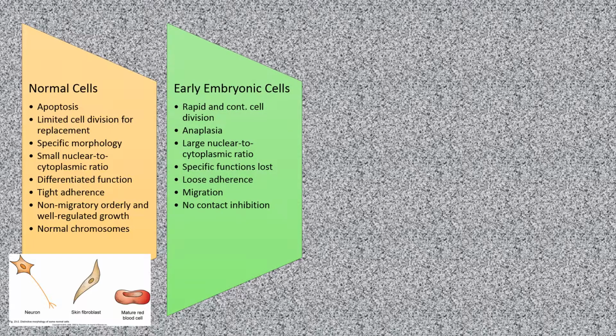Early embryonic cells have rapid and continuous cell division. They run into anaplasia. There ends up being a large nuclear to cytoplasmic ratio. The specific functions are lost. They lose adherence. They start migrating, and they have no contact inhibition.